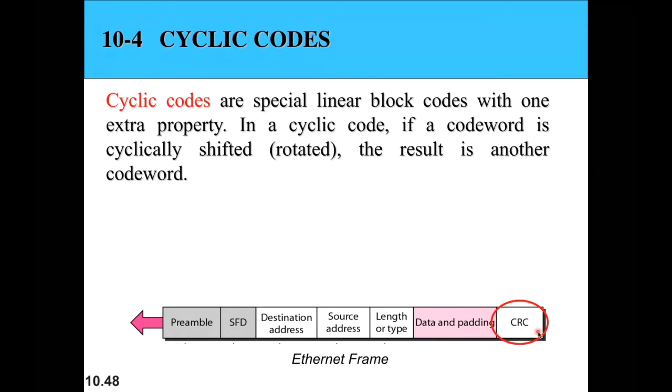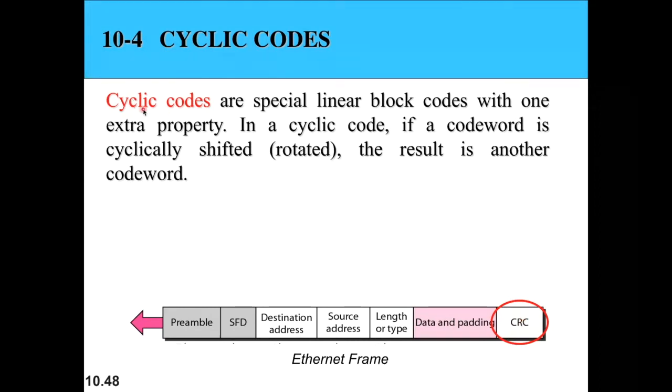Cyclic redundancy code. First of all, redundancy means extra information, because this information is extra and is appended with our data. Why do we append it with our data? We use this information for error detection. How do we generate this information? We need to understand how cyclic code works. How do we generate our cyclic code? How do we use the cyclic code? We are going to see next.